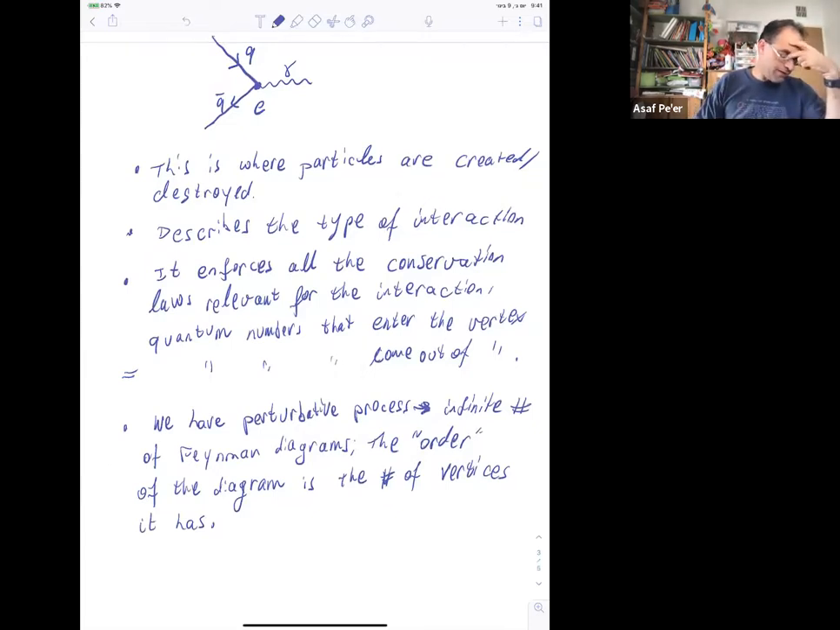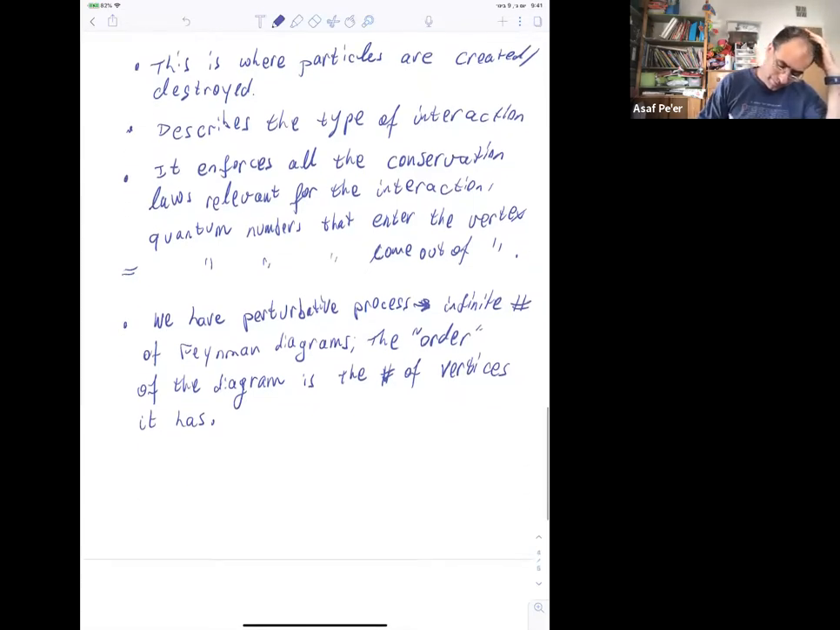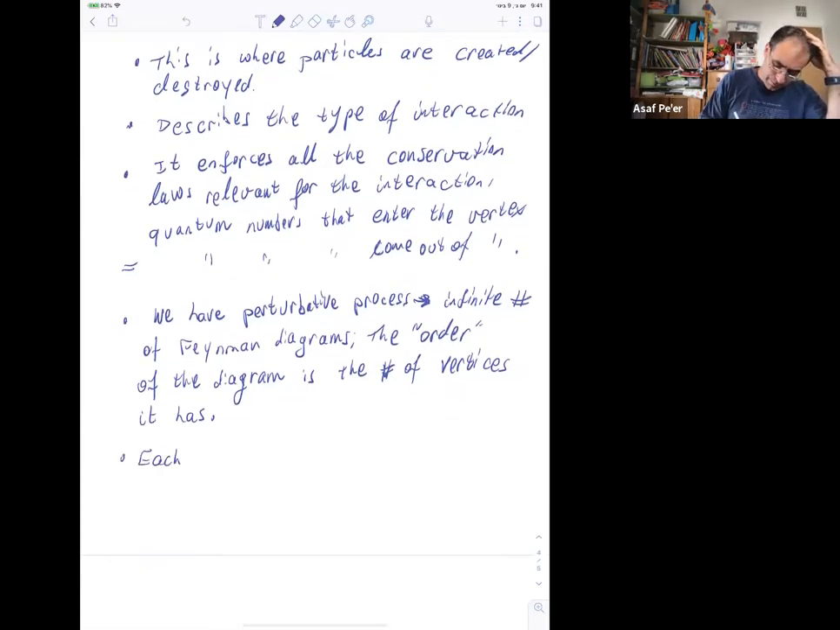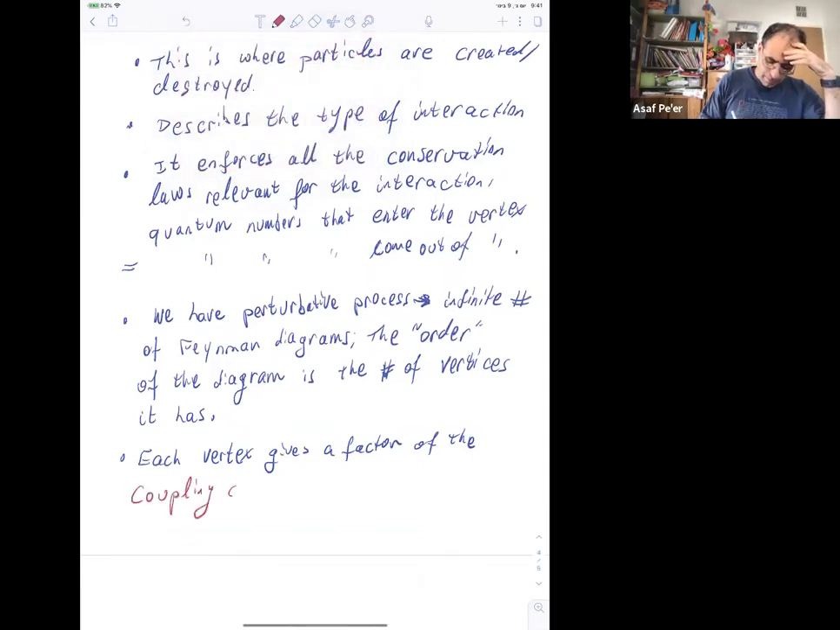Now, each vertex gives a factor which is equal to the coupling constant. Here I denoted it by E. Each vertex gives a factor of the coupling constant. Essentially, this is a dimensionless measure of the strength of the interaction it represents.